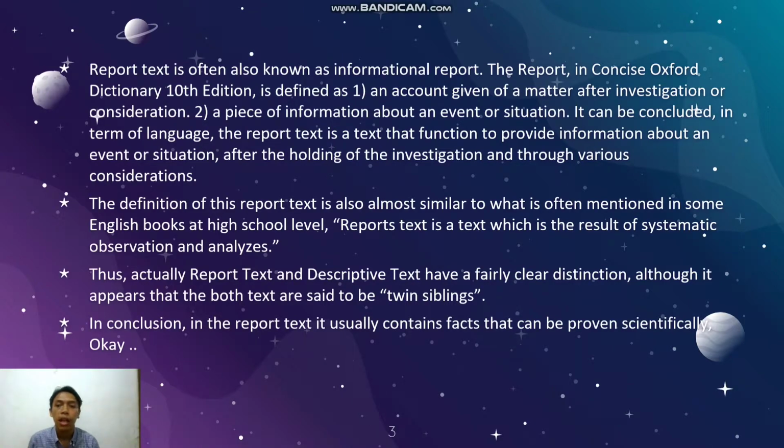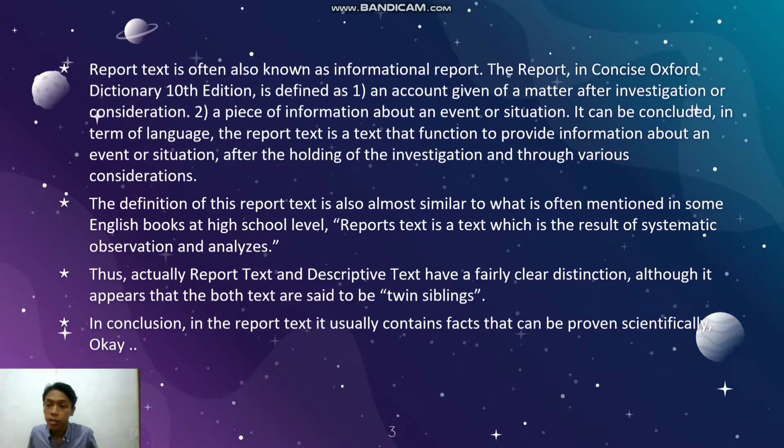It can be concluded that, in terms of language, a report text is a text that functions to provide information about an event or situation after an investigation and through various considerations. The second definition is almost similar to what is often mentioned in English books at high school level: report text is a text which is the result of systematic observation and analysis. So if you do some analysis, you can make a report text based on the facts.